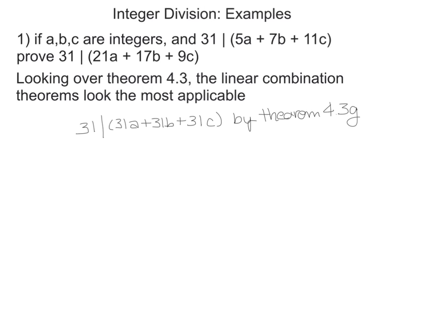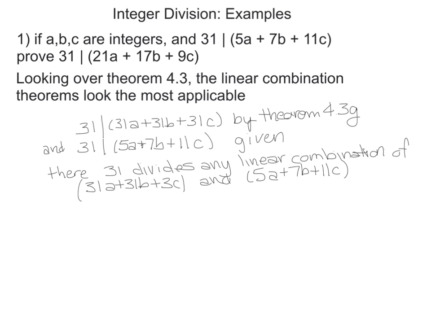And we also know, since 31 divides 31, it'll divide any linear combination of 31 times A, 31 times B, and 31 times C. Again, that's from theorem 4.3. Now we have 31 dividing 31A plus 31B plus 31C, and we also know from our problem that 31 divides 5A plus 7B plus 11C.